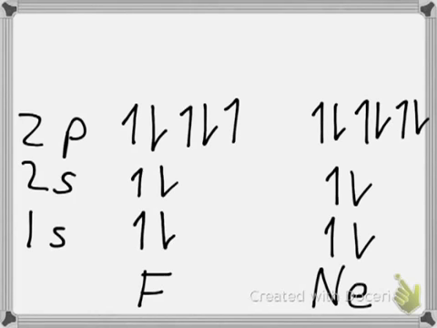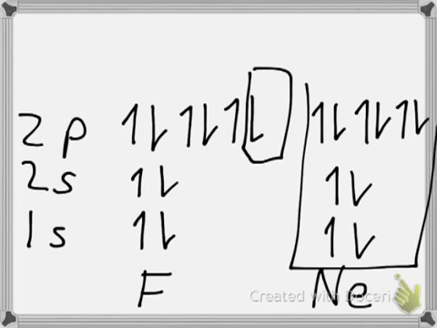In the case of fluorine, it will actually want to gain one electron. So here the only difference between fluorine, which is a halogen, and neon, which is a noble gas, is one electron. So what it will actually do is gain this electron right there to get this electron configuration, because that's the most stable thing for it to do.